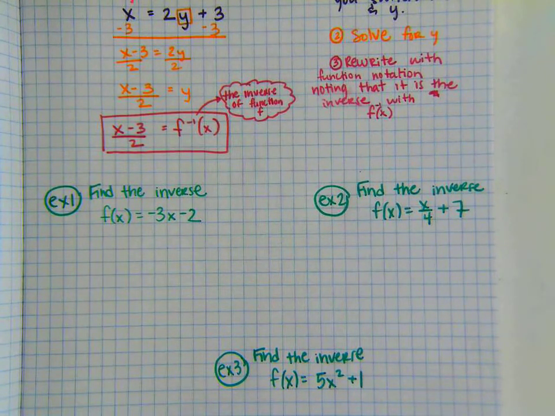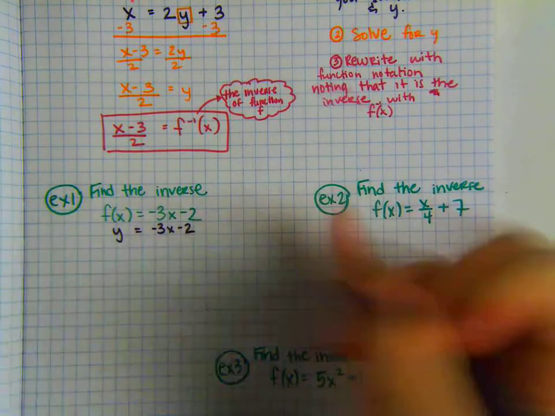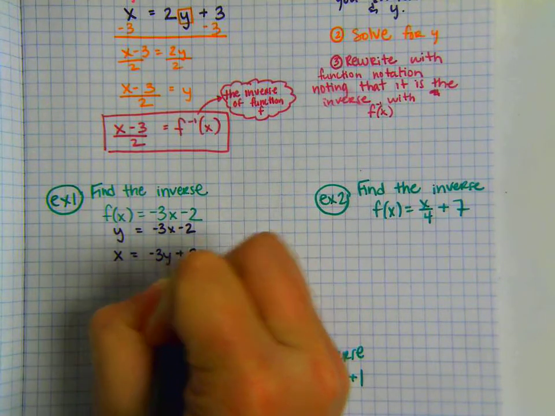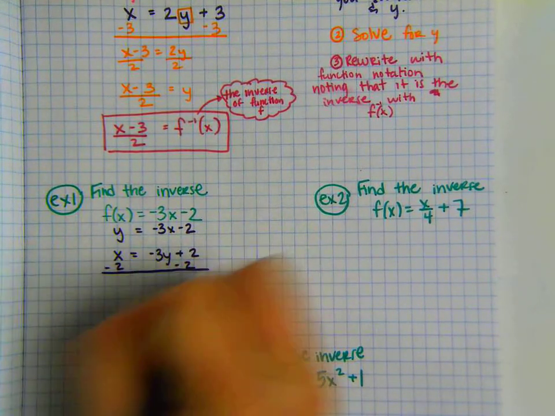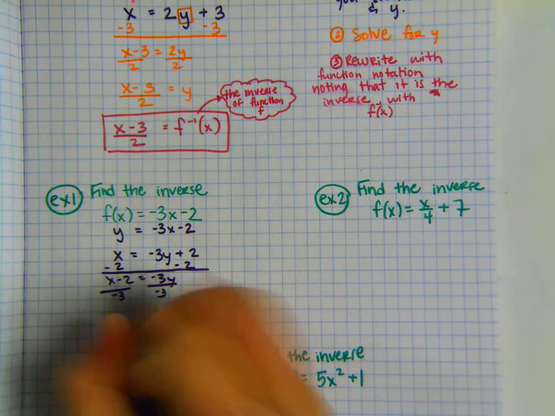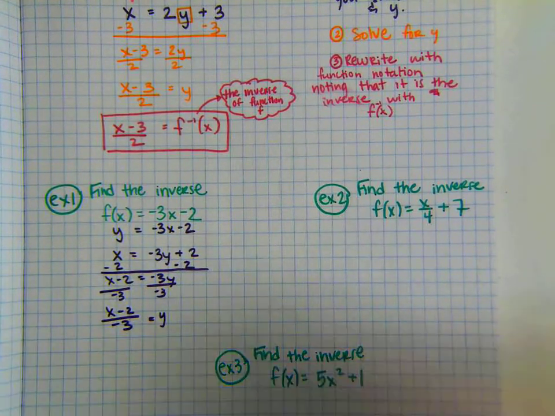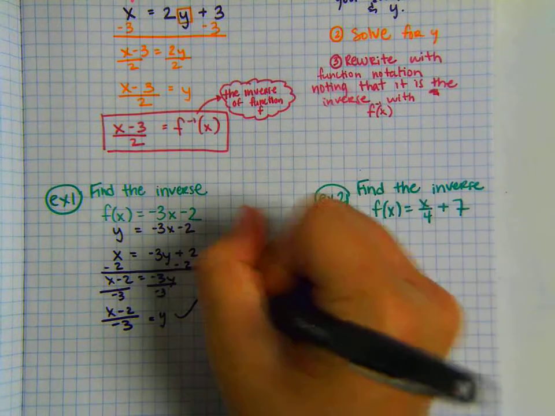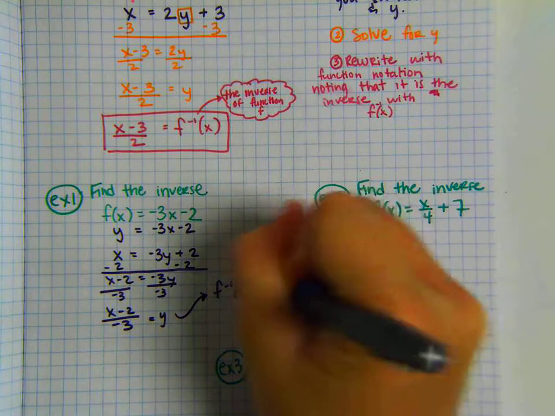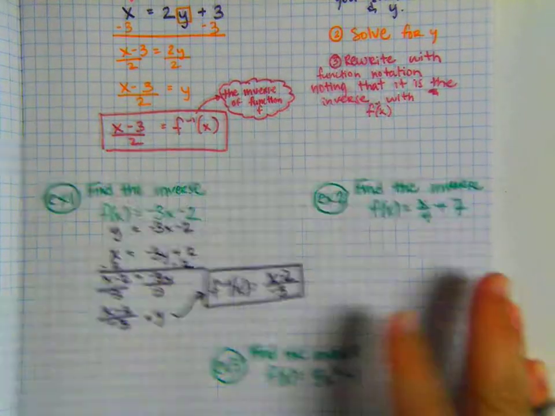So for the first one, this will be y equals negative 3x minus 2. Then we're going to switch our x and y. X equals negative 3y plus 2. Solve for y. So y equals x minus 2 over negative 3. And then I'm going to rewrite that as f negative 1 of x equals x minus 2 over negative 3. Okay, there's our inverse of the first one.